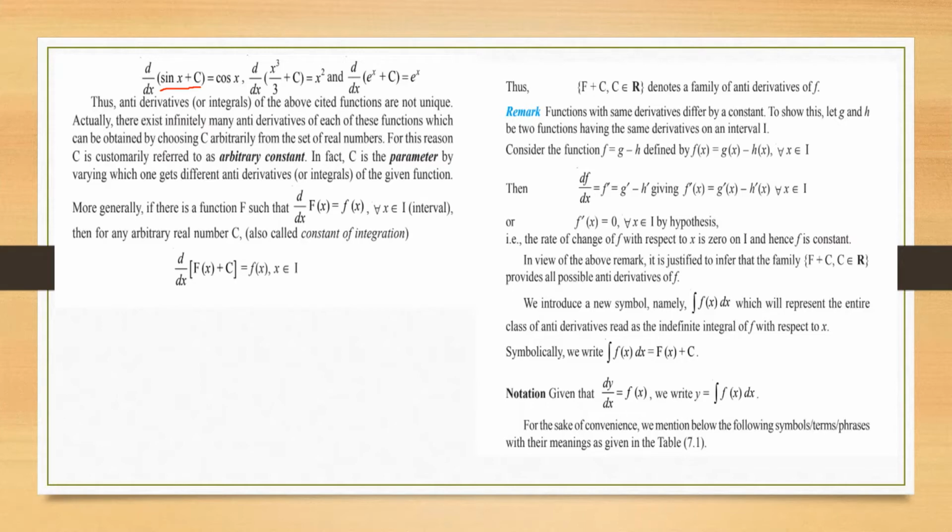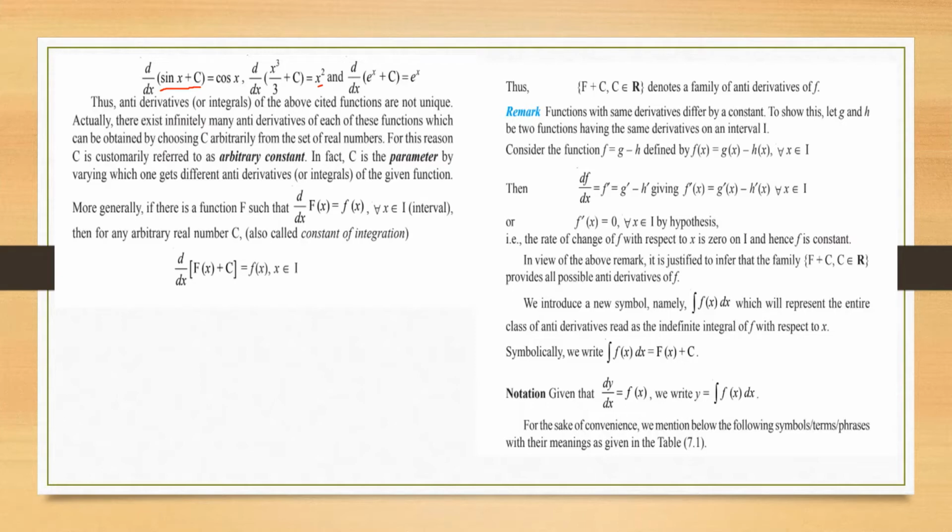If we take d/dx of x cube, then it is x square. If we take d/dx of x cube by 3 plus c, then also it is x square. If we take d/dx of e^x, it is e^x. But if we take d/dx of e^x plus c, it is also e raised to power x. Okay, what is happening to this constant?